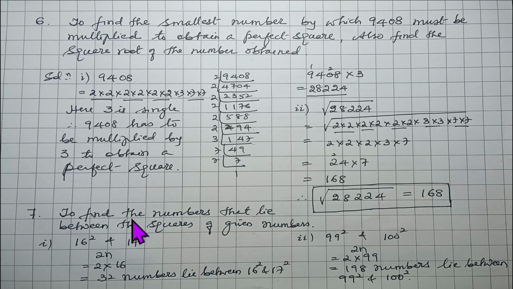Now coming to the next question, to find the numbers that lie between the squares of given numbers. Now 16 square and 17 square are two consecutive square numbers. The number of non-perfect squares between these two is 2n, and therefore it is 2 into 16, and there are 32 numbers between 16 square and 17 square. If you take 99 square and 100 square, to find the number of numbers between these two, it is 2n, and therefore it is 2 into 99, that is 198 numbers between 99 square and 100 square. I suggest you all go to the basics to understand the solution of these examples.